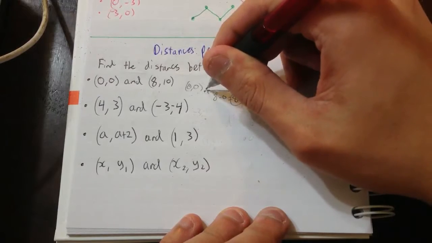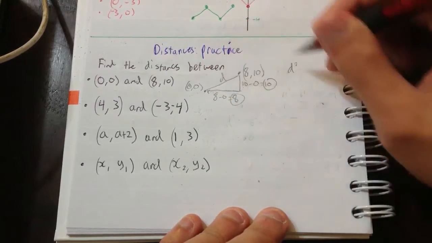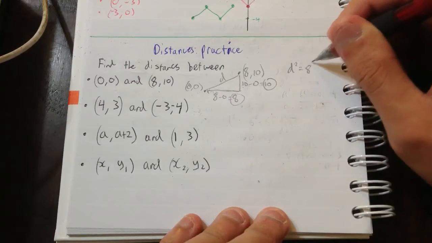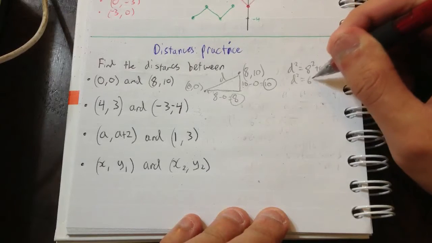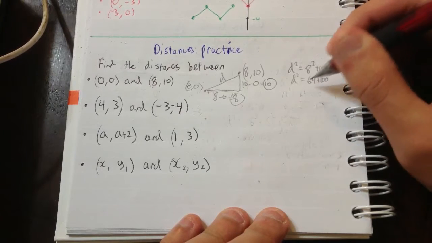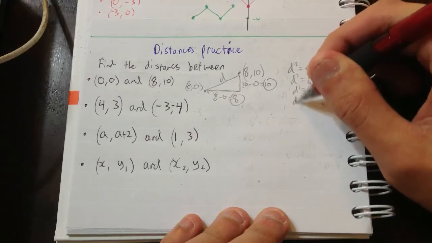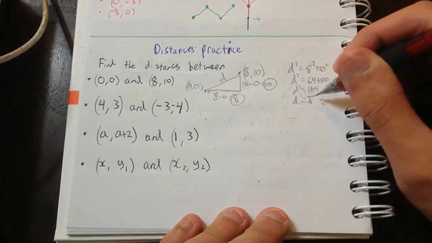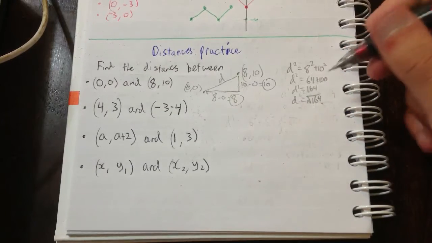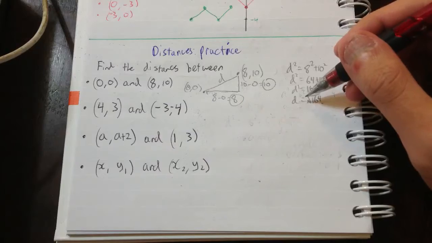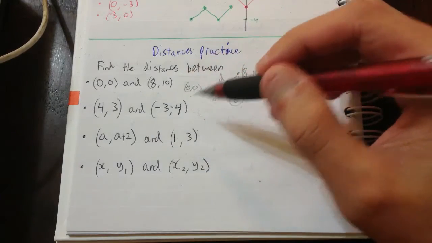So now we have our two distances. We just use Pythagoras. D squared equals 8 squared plus 10 squared, or D squared equals 64 plus 100 equals 164. So therefore D equals the square root of 164. And you get some decimal, but the square root of 164 is the most exact way to express it. Okay? Now we're going to go on to the second part.